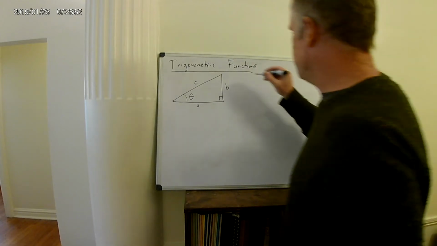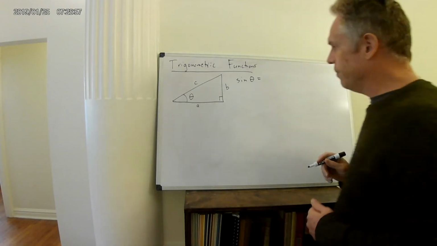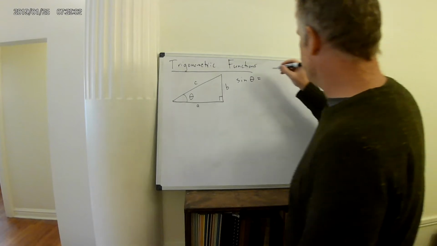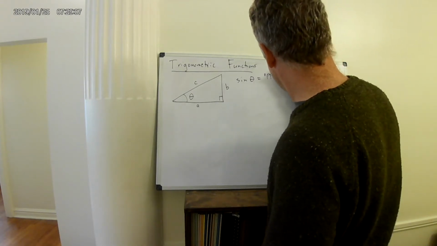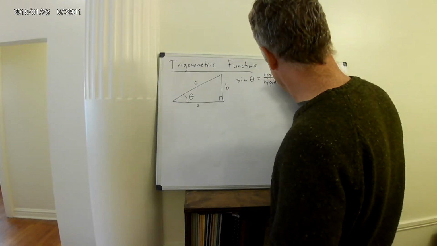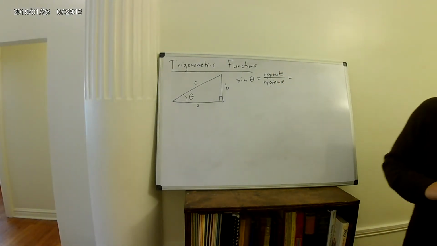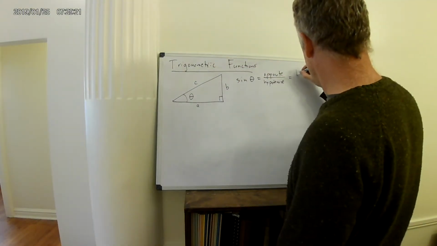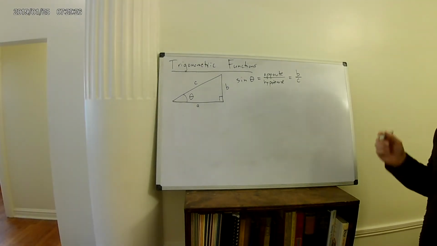So one of those functions is the sine. The sine of an angle theta is defined on a right triangle. It's defined as the length of the opposite side divided by the length of the hypotenuse. So for this triangle, with the labeling we have, the sine would be b divided by c. That's called the sine. That's one of the trig functions.